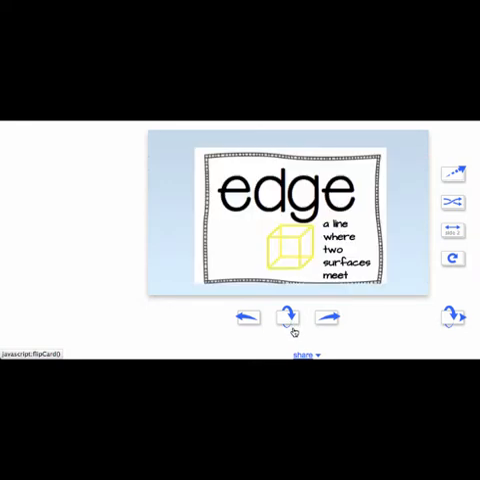Edge. A line where 2 surfaces meet. On this cube, I would have an edge right here. All of these shaded parts in yellow are the edges.